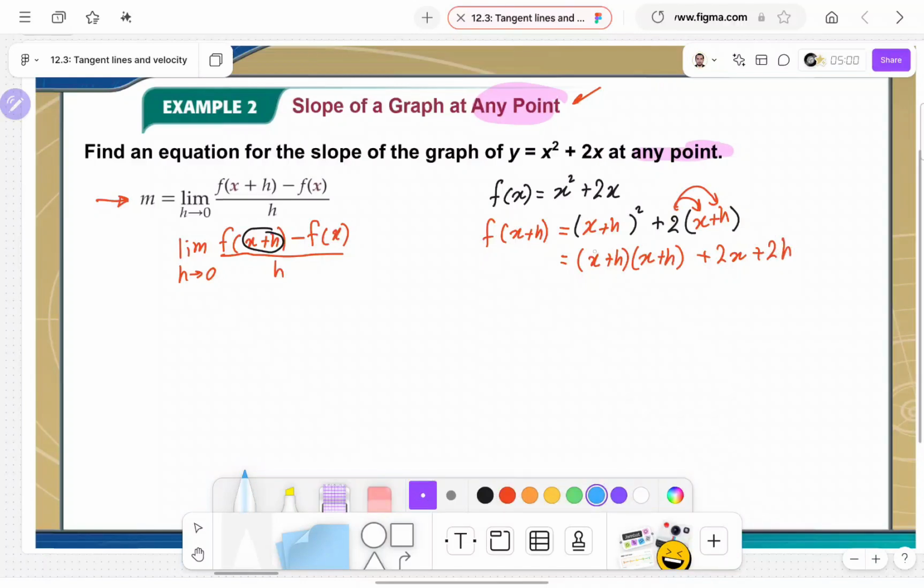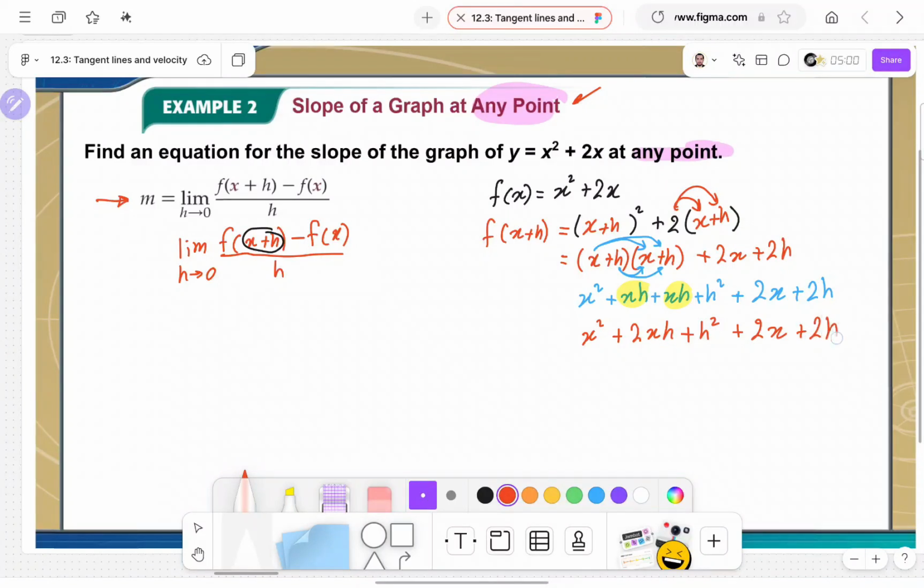Now let's simplify the first term. x times x is x squared. Then x times h is xh. h times x, same thing, xh. Then h times h is h squared, plus 2x plus 2h. Now let's add the like terms. As you can see, I have like term xh with xh. So it will be x squared plus 2xh plus h squared plus 2x plus 2h. Now let's add the like terms if I have more like terms.